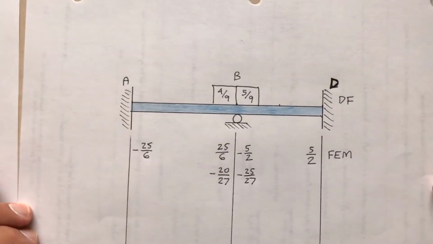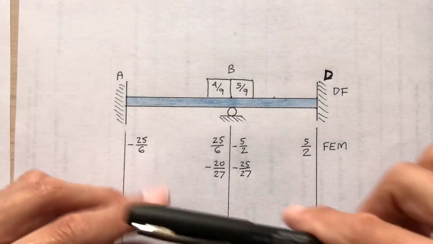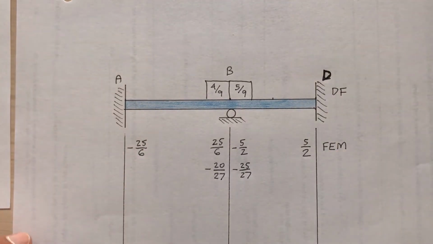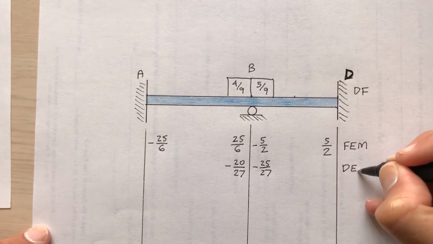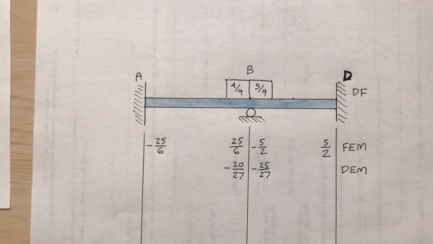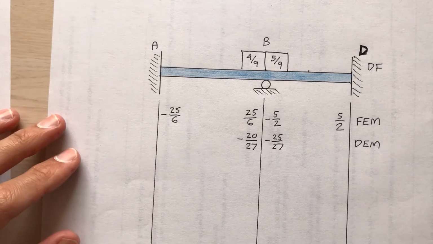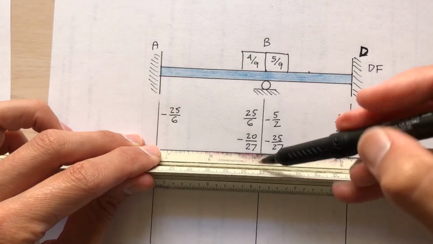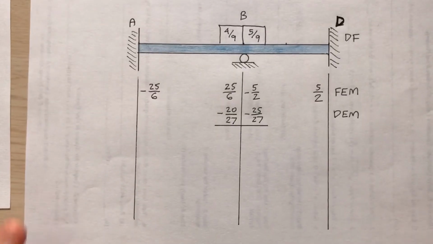If you're working with decimals, it might look a little neater. So what have I got here? This row right here will be the distributed end moments, DEM. How does that look? You okay with that? Now what I'm going to do is draw a perfectly horizontal line below like this. How does that look? You got it all? I'm going to come back to this in just a minute.